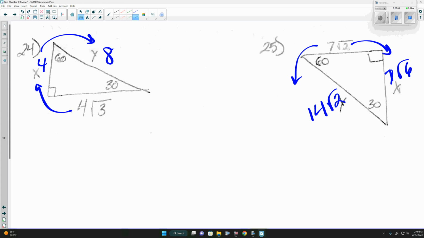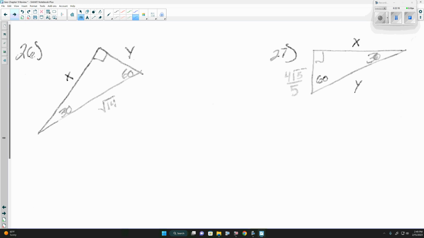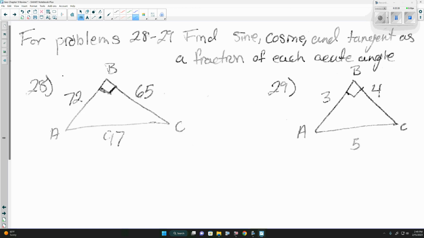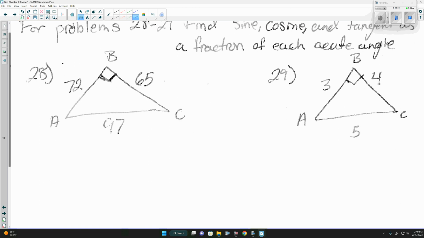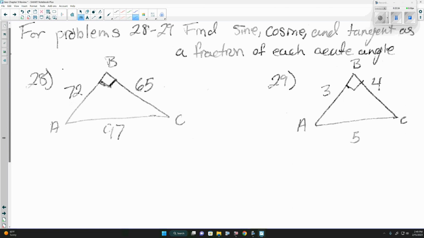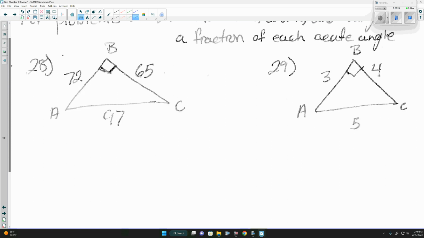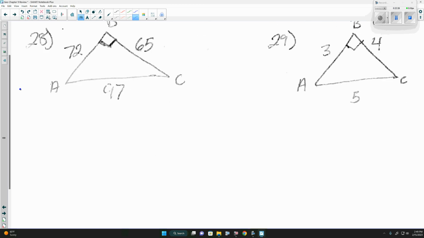And again, on the test, do make sure which sides are opposite 30 and 60. Don't just assume, just based off of how it's set up, which angle is which. So if we feel comfortable with these here, we'll move on to 28 through 29. Find sine, cosine, and tangent as fractions of each acute angle. 28 or 29, pick one.